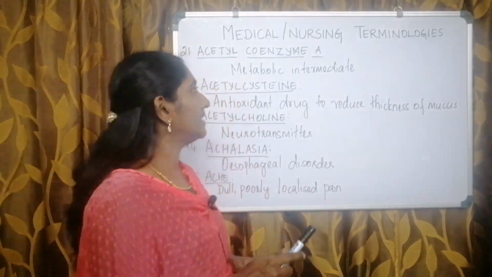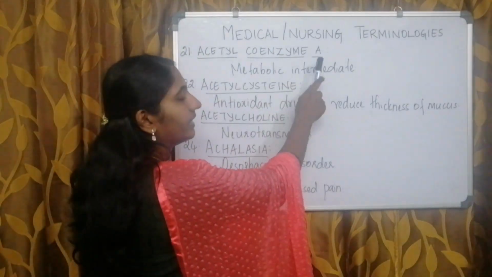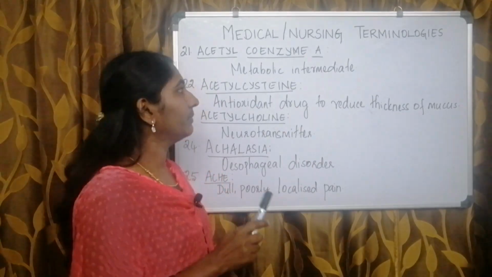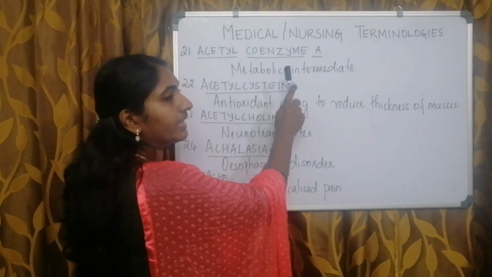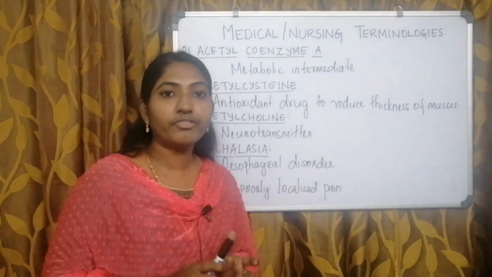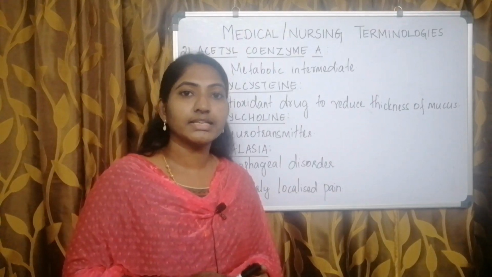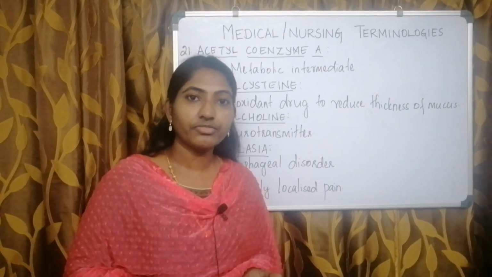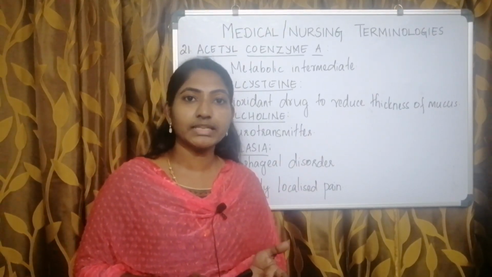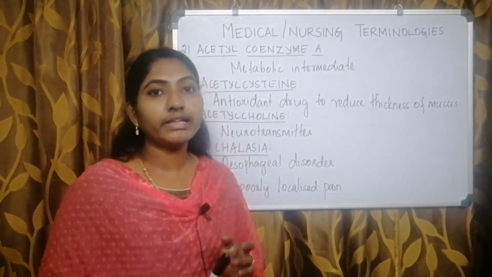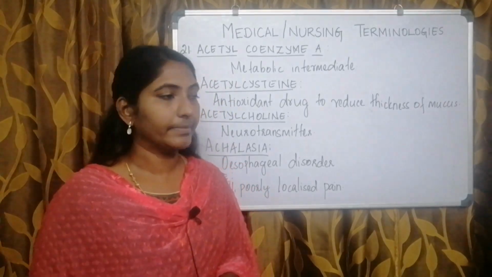The next terminology is acetyl coenzyme A. Acetyl coenzyme A is an important metabolic intermediate which is derived from various pathways such as glycolysis, oxidation of fatty acids and degradation of some amino acids. It is commonly referred to as acetyl-CoA.